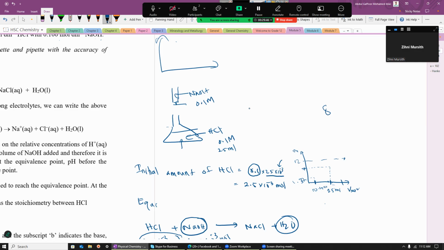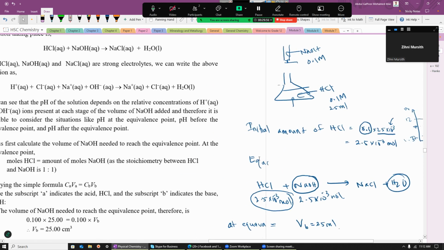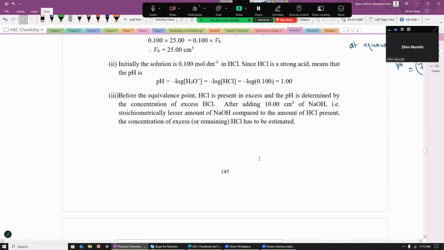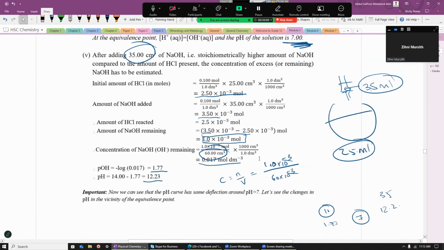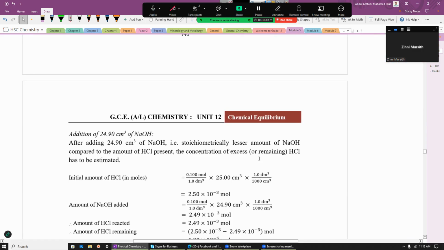Neighborhood means around, right? So a minute difference about a point is called neighborhood. Now we are going to consider the neighborhood of the equivalence point, that is 24.9 milliliter. So addition of 24.9 milliliter of NaOH, right?